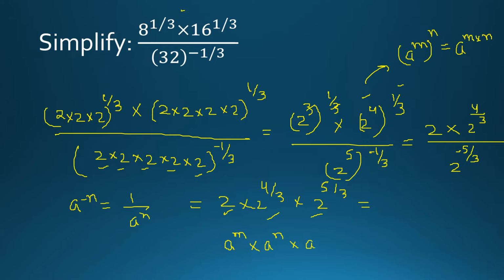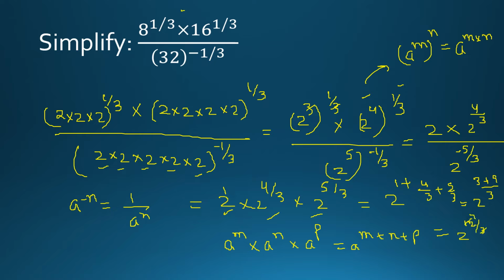Now you know these all have the same base and different powers. So can I add them? M plus N plus P. I have 3 numbers, that's why I'm writing 3. Okay. 2 raised to power 1, this is 1, plus 4 by 3, plus 5 by 3. What is the answer? LCM is 3, 3 ones are 3 plus 9, 12 by 3. And you know what is 12 by 3? 4. So 2 raised to power 4 is 16. This is the answer. 2 2s are 4, 2s are 8, 2s are 16.